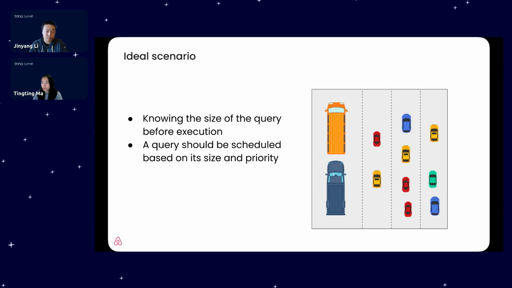An ideal scenario on the highway will be trucks and small cars have separate lanes. In this case, small cars can run faster. As for queries, we need to know the size of a query before we run it on the cluster. Then we need to have a scheduling method to schedule it based on its size and priority.